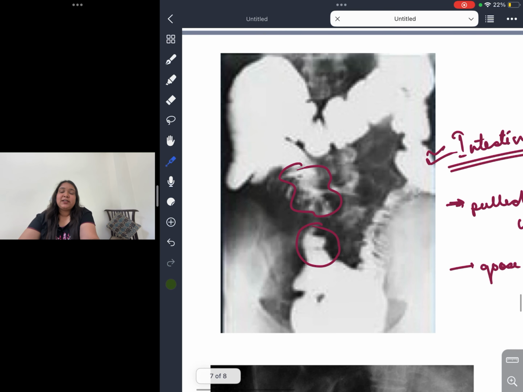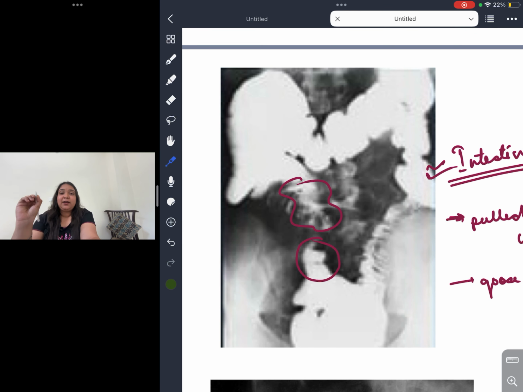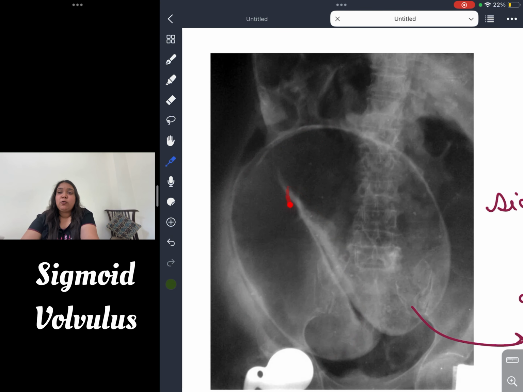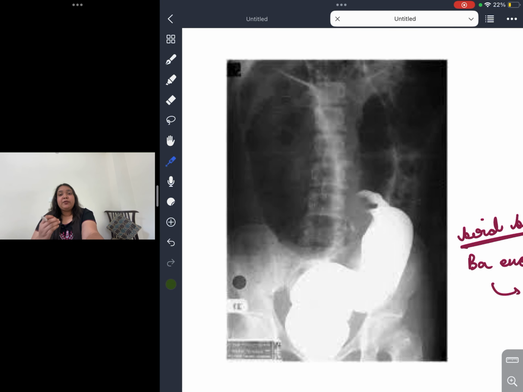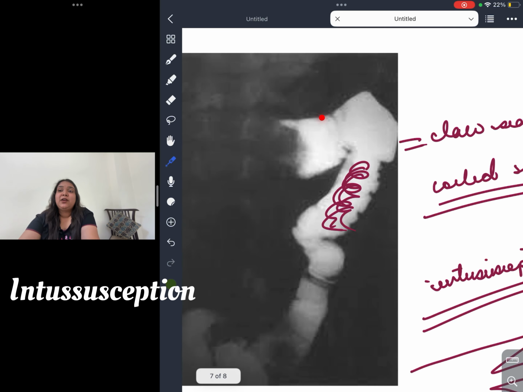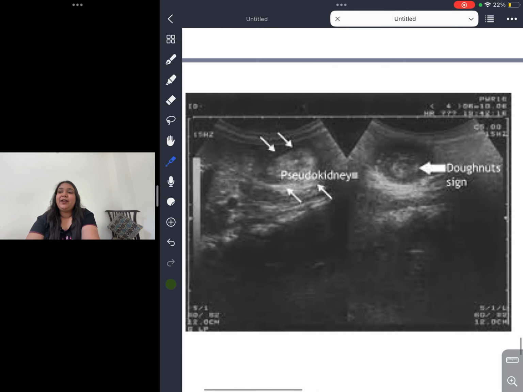Now this is an image of intestinal TB. You can find a pulled up cecum and a goose neck sign over here. So intestinal TB. Image of sigmoid volvulus. You can find a coffee bean appearance over here. Now again image of sigmoid volvulus with a bird beak deformity in your barium enema. An image of intussusception with a claw sign and a coiled spring appearance. On ultrasound you can find pseudo kidney and you can find donut sign.